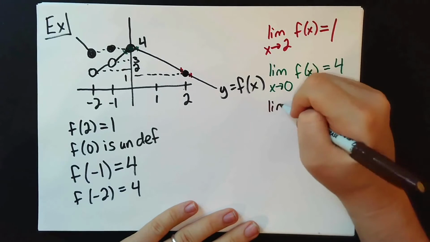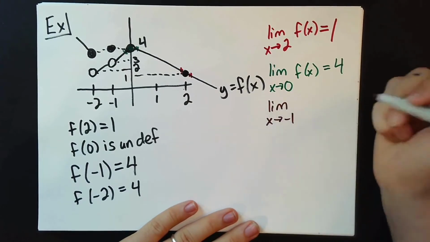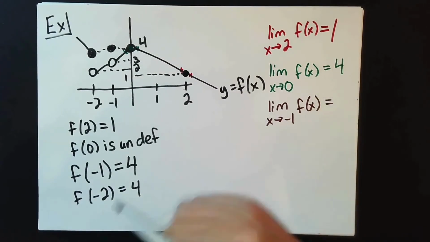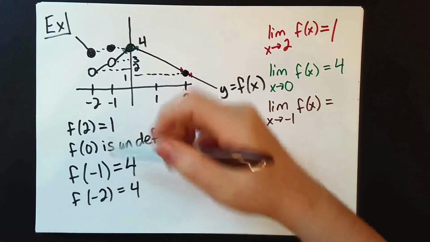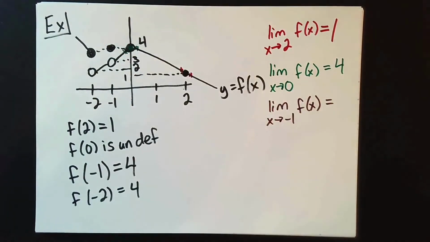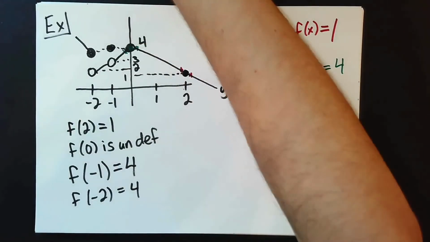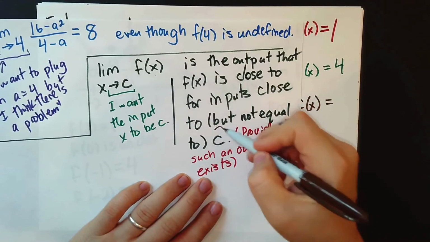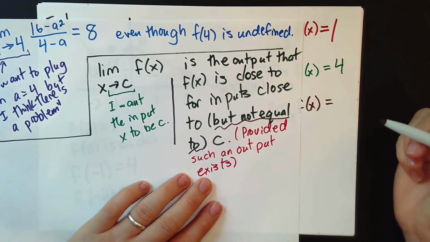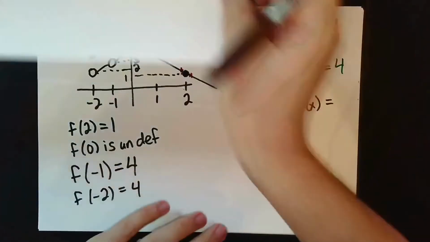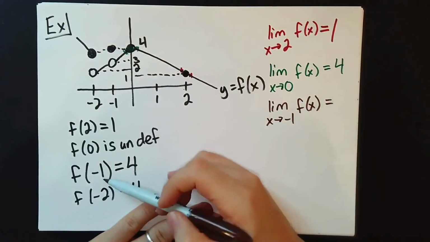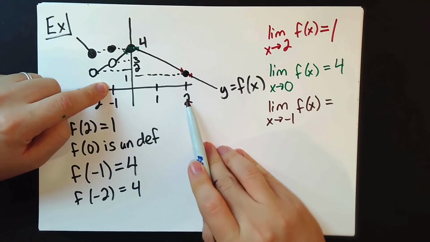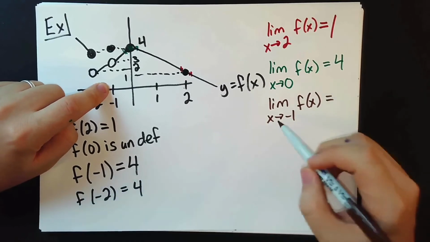How about the limit as x goes to minus 1 of f of x? Okay. So here, f of minus 1 was 4. But remember what a limit does. Namely, it looks at inputs close to, but not equal to, the input we're talking about. So you might be inclined to say that this situation at minus 1 is a lot like the situation at 2, and so you might say, well, f of minus 1 is 4, so this limit should also be 4.